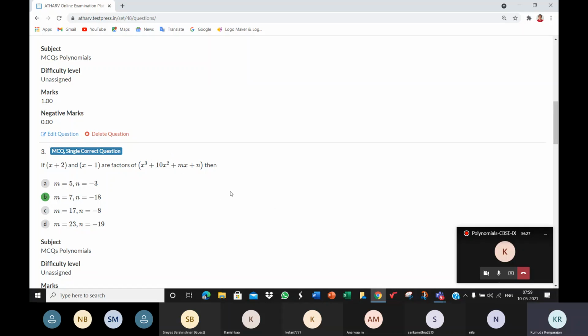That's the first thing we write. P of minus 2 is equal to 0. We write that condition and then only substitute. In the next step, we substitute.